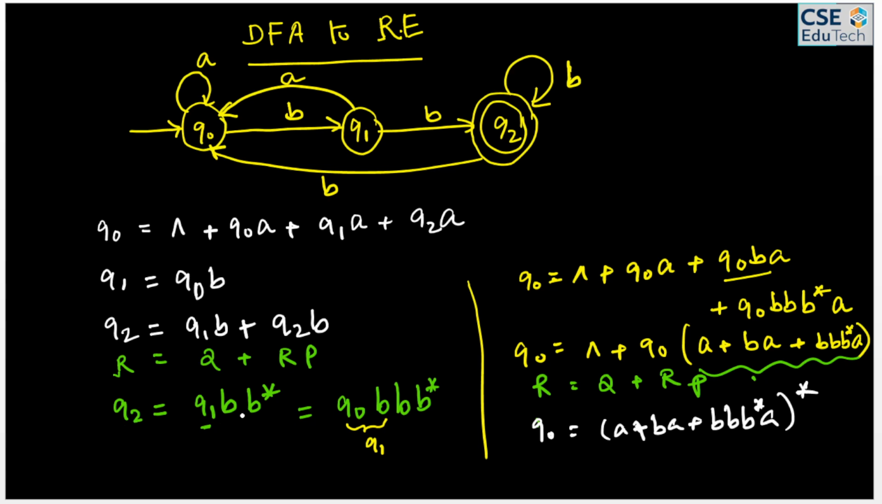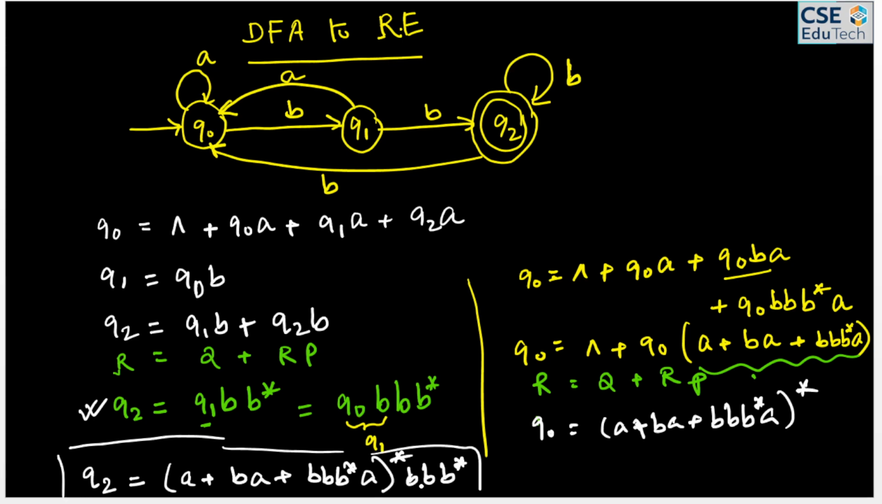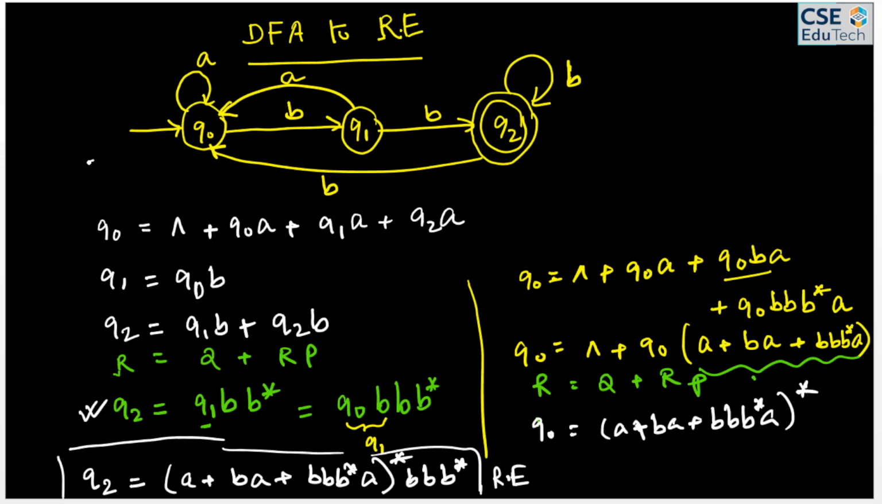Now we put this value into the equation that we obtained for Q2, because we are going to solve the equation for the Q2 state, as Q2 is the final state. So the final expression for Q2: put the value of Q naught, A or BA or B B star A, the whole star, then B B star. Clear? This is basically the regular expression corresponding to this DFA. This is our desired regular expression and our solution.